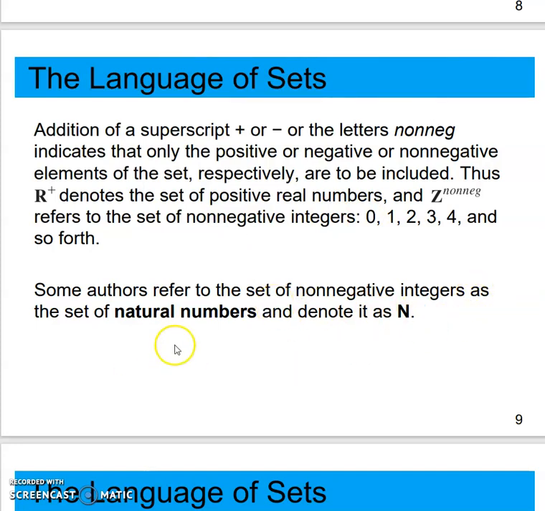Do note non-negative integers, as far as I'm concerned, are different than the natural numbers. I would consider the natural numbers to be just the positive integers, in other words, not including 0.